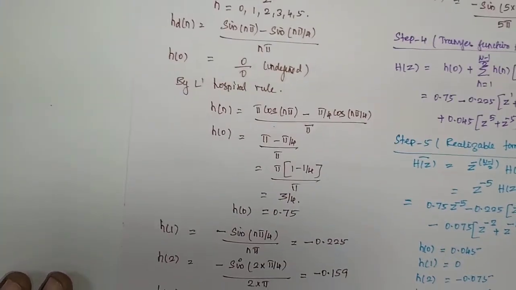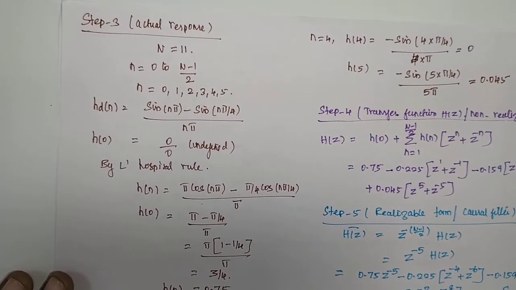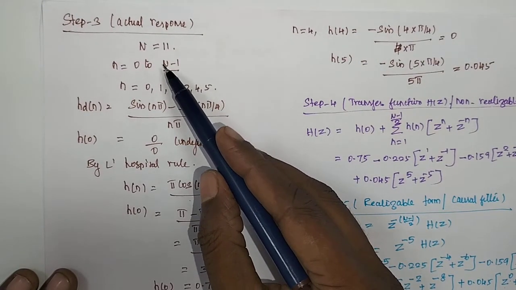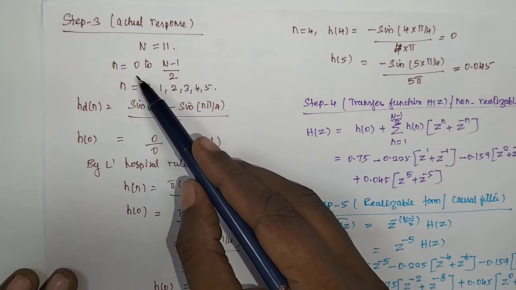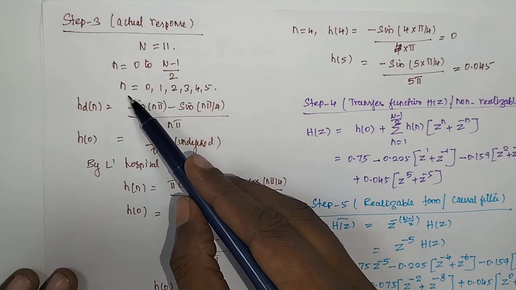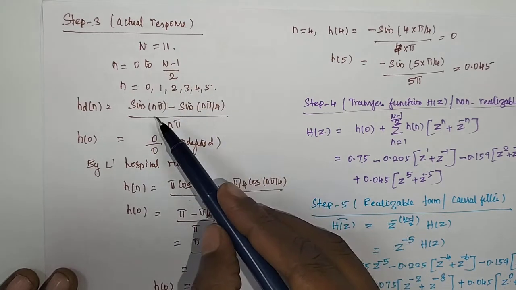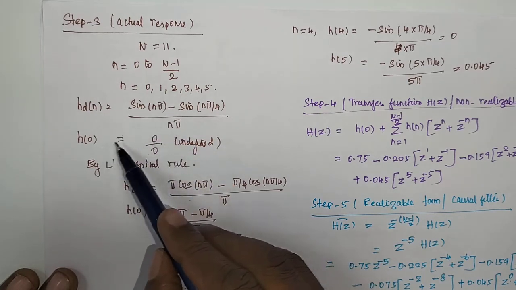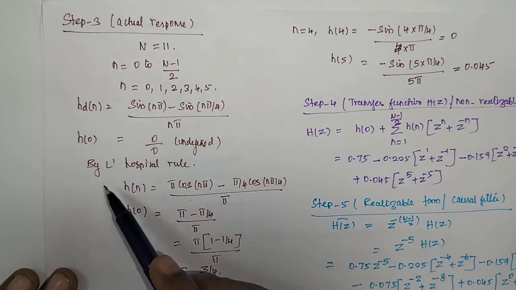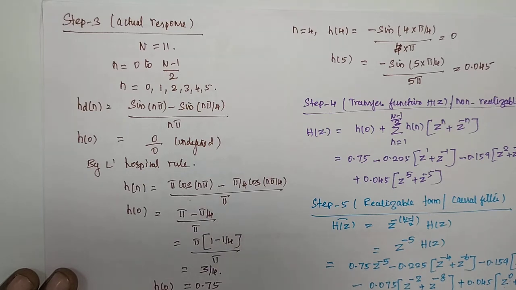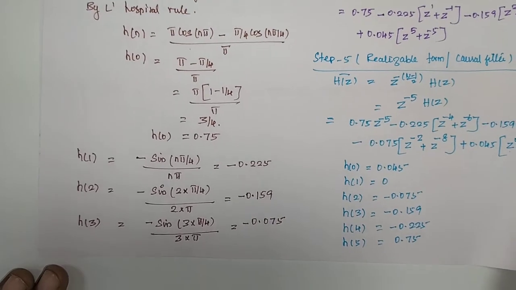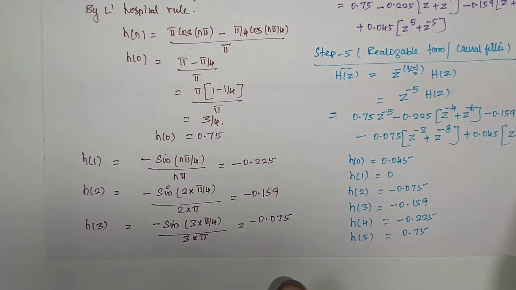Next, step 2, you have to find the actual response. From the given samples, you have to find the actual response. n is equal to 0 to (N minus 1) by 2, so that n is equal to 0, 1, 2, 3, 4, 5, and then substitute this value in the desired response to find the actual response. Apply the L'Hospital rule, because 0 by 0 is undefined. So for different n values, find the actual response value.